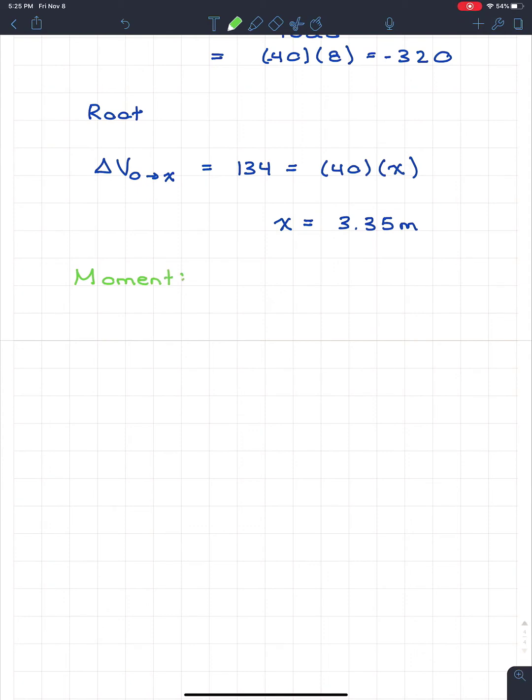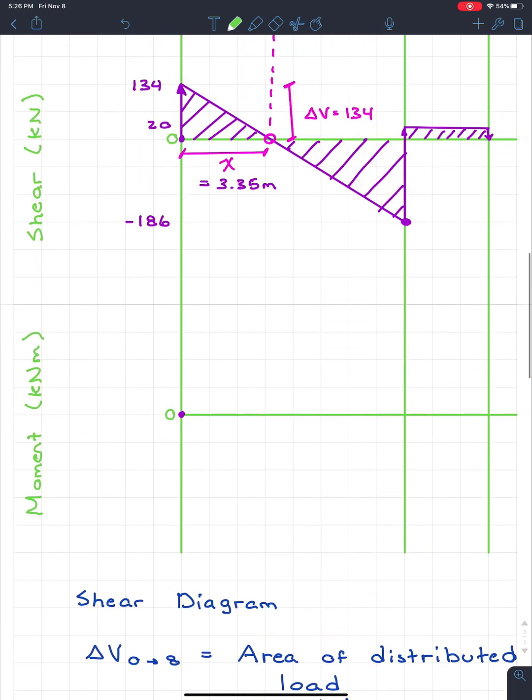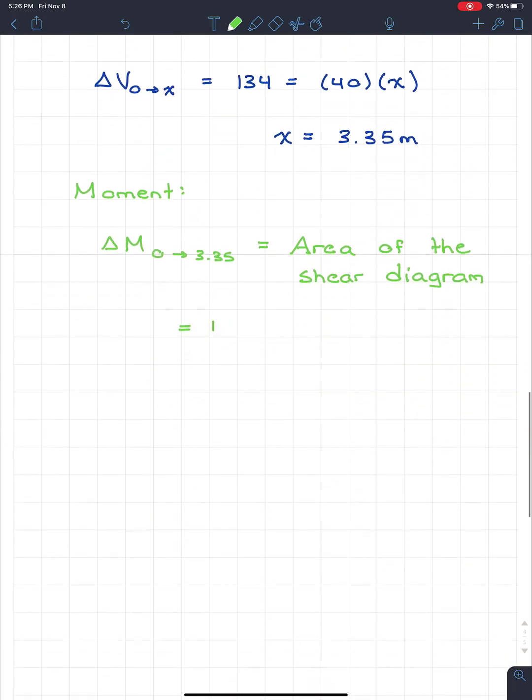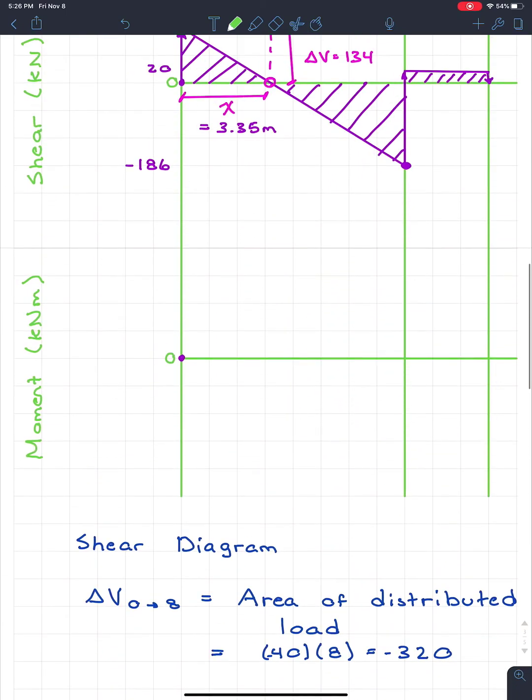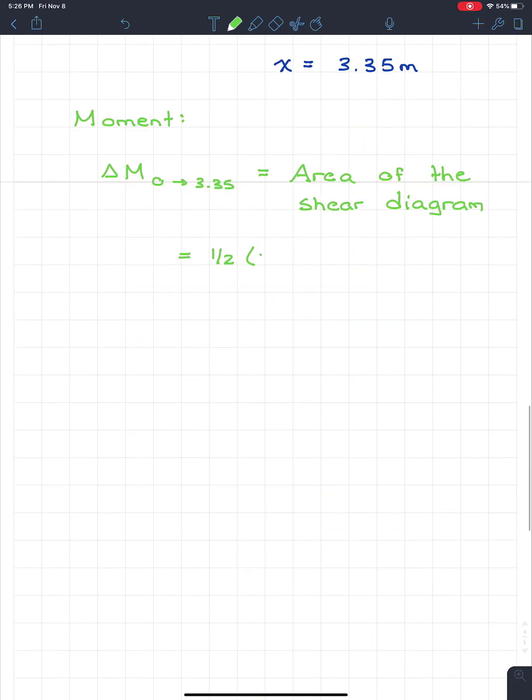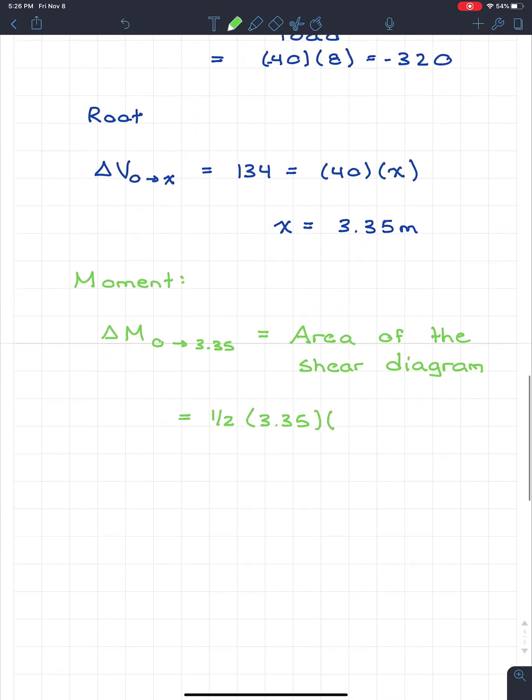And remember what I said, that the change in moment, so delta M from 0, and then we're going to go to where x is, so the 3.35, that's going to be the area of the shear diagram. I know it must be really boring watching me write. So we know that the area under that shear diagram is going to be a triangle, so we're going to have 1/2 of the base, which we now know is 3.35, times the height, which we know is 134.